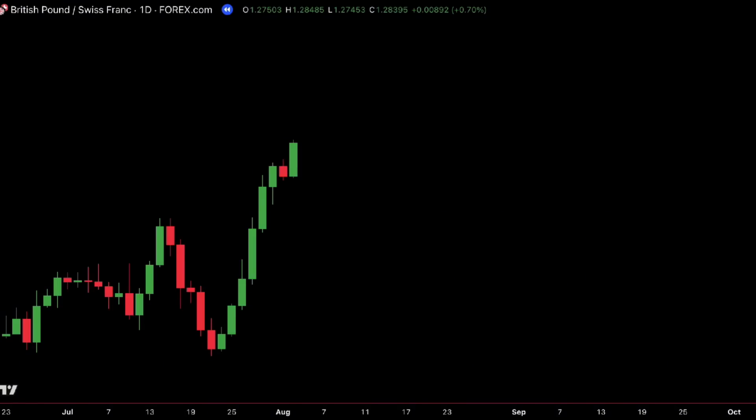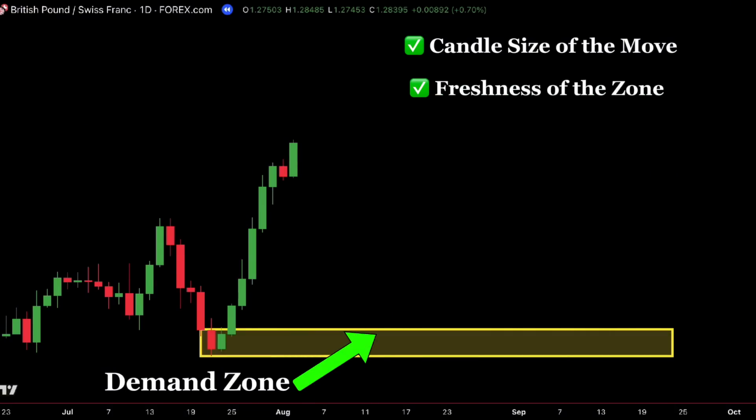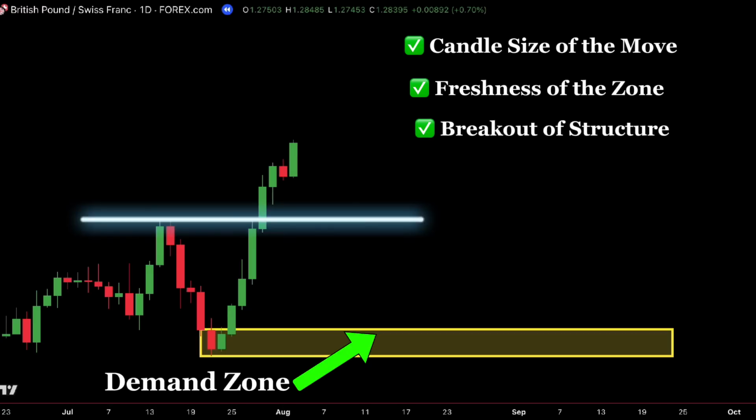Imagine you spot a demand zone on the daily chart that meets every criterion perfectly. Candle size: large, consistent bullish candles showing clear institutional buying. Freshness: the zone is untouched, ensuring high probability for the first retest. Breakout of structure: price broke strongly above previous resistance, clearly signaling smart money involvement. Risk to reward ratio offers an excellent 5-to-1 potential profit.